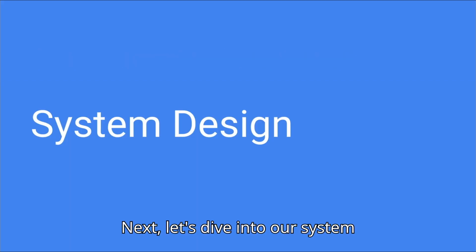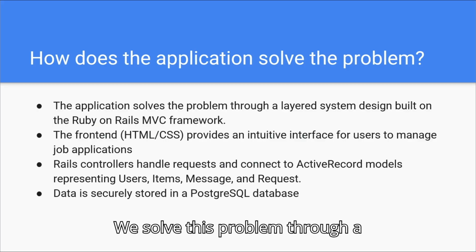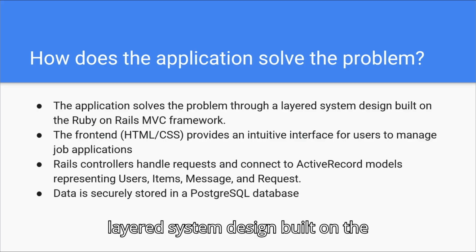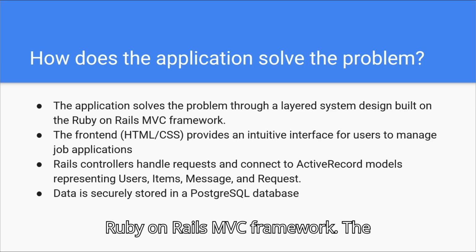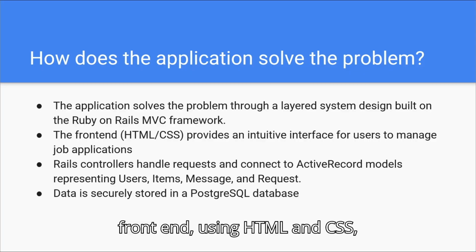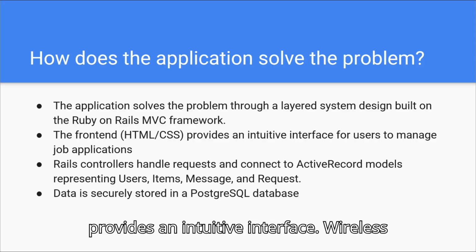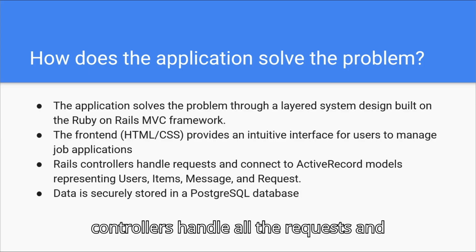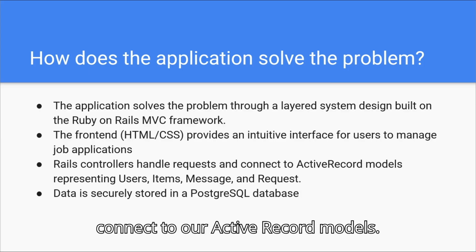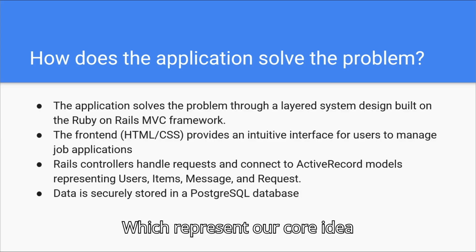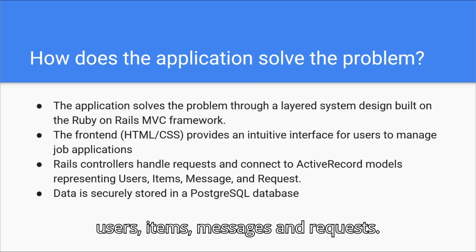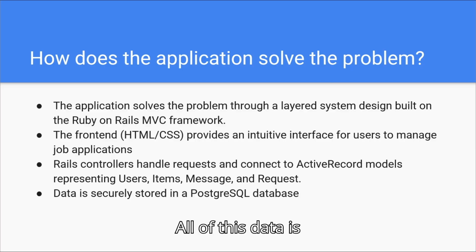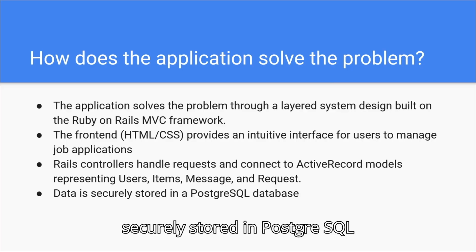Next, let's dive into our system design. We solve this problem through a layered system design built on the Ruby on Rails MVC framework. The front end, using HTML and CSS, provides an intuitive interface. Rails controllers handle all the requests and connect to our Active Record models, which represent our core idea: users, items, messages, and requests. All of this data is securely stored in a PostgreSQL database.